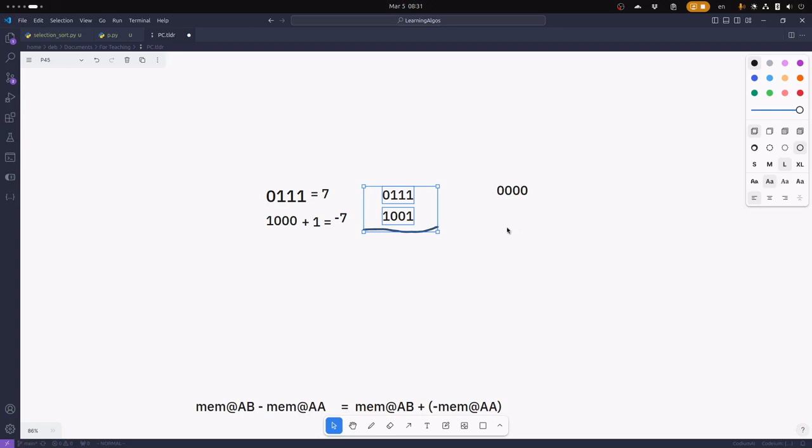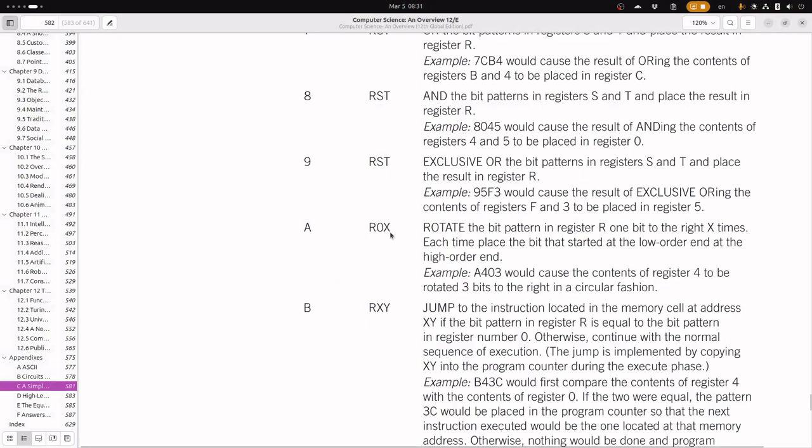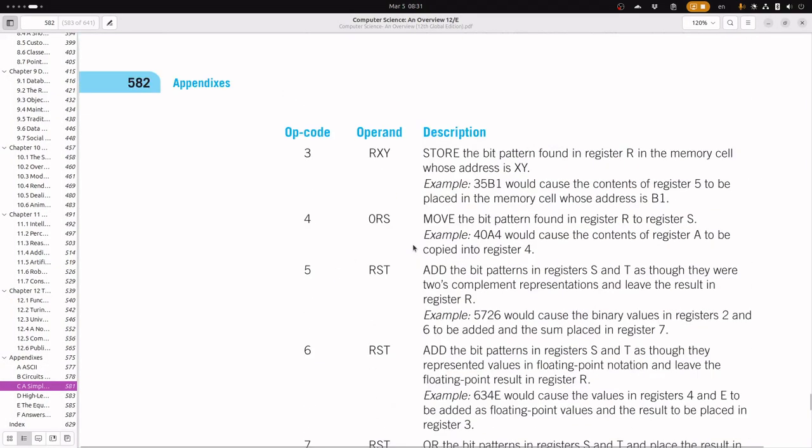Now we know how to make positive into negative and how to do subtraction by adding. Then there's another question. We flipped the bits in our head, which is easy, but computers are too dumb, they don't know how to flip.